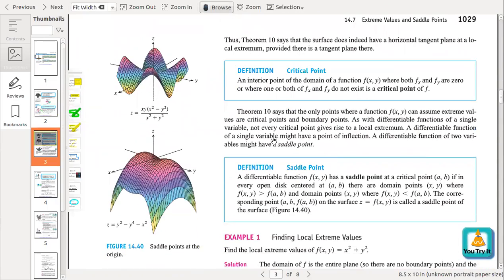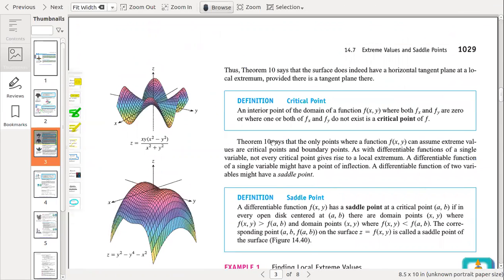So what is the critical point? A critical point is an interior point of the domain of a function. It means the critical point lies inside the domain of the function of two variables x, y, where both partial f over partial x and partial f over partial y are 0, or where one or both of partial f over partial x and partial f over partial y don't exist.